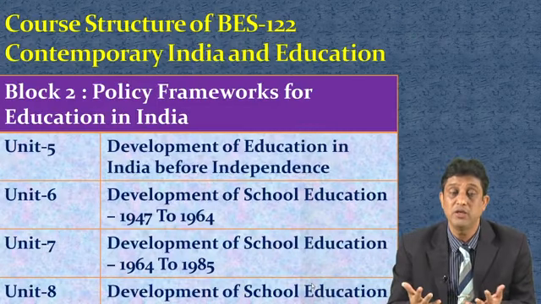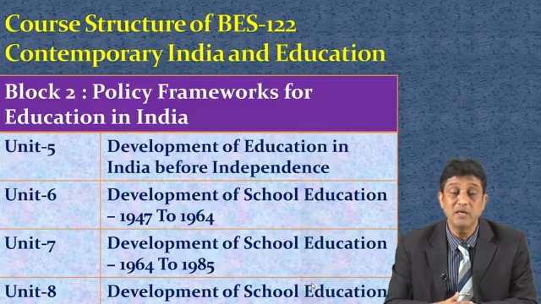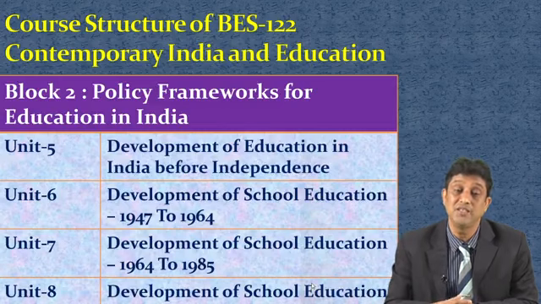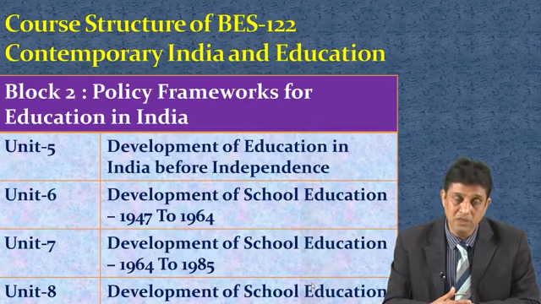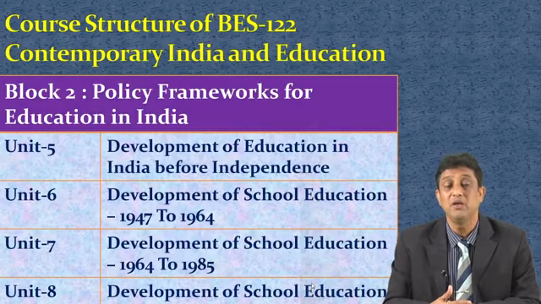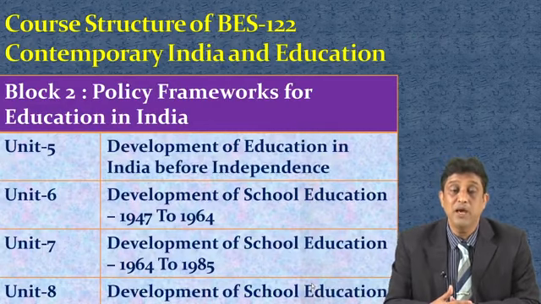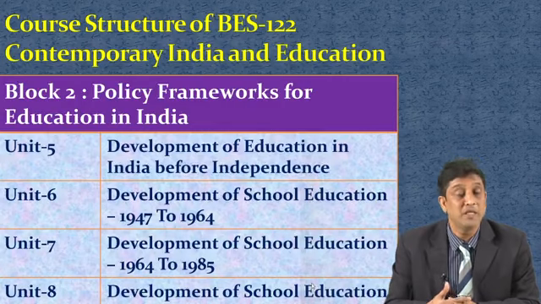The major discussion point is the establishment of the Kothari Commission, 1964-66. Then the National Policy on Education 1968, that is the first National Policy on Education. Their recommendations and suggestions in school education, as well as in other sectors of education, have also been discussed. And in Unit 8, the developments that happened after 1986 have been discussed.